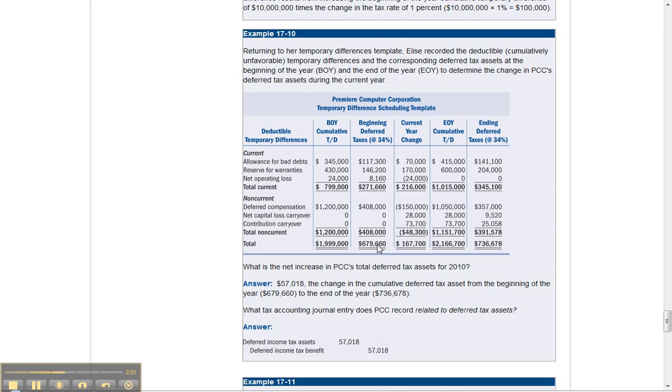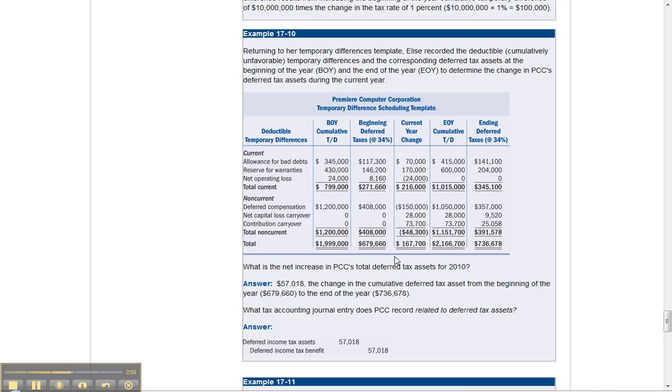Now we have to add our current year changes. These are all the timing differences from the current year, and we just add these in to what was there at the beginning of the year to get an ending, cumulative timing differences at the end of the year, and then we tax affect those at 34%.